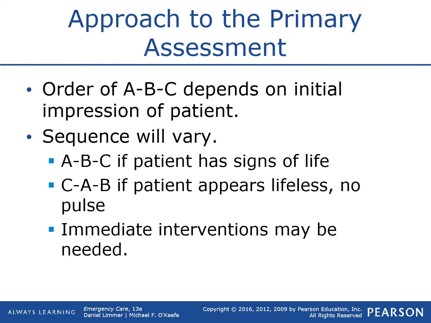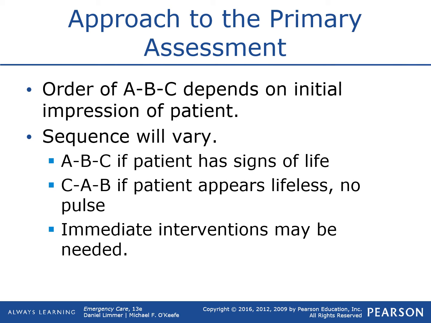So your ABCs, the order that we do them will change based off of whether the patient is essentially alive or not. If they have signs of life, like you obviously see that they have movement or they're obviously breathing, then we want to stick with the ABC order. So ABC would be checking your airway first, making sure it's open, checking your breathing status second, and then checking your circulatory status third.